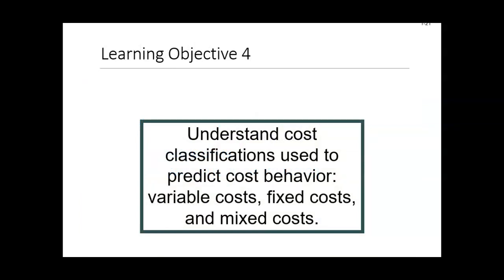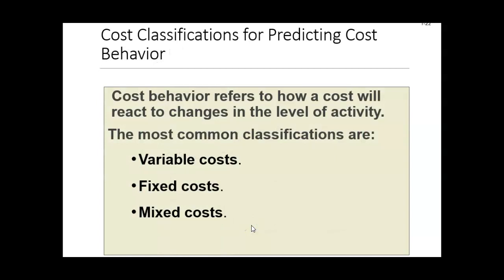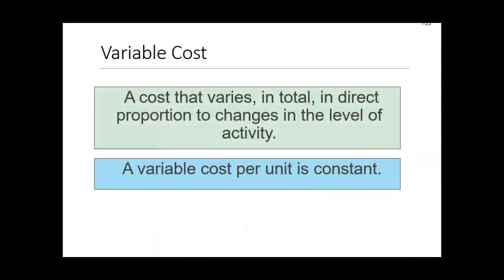Okay? Now let's talk about cost behavior. Trying to predict the cost behavior. What does that mean? It means if I can identify my type of cost, whether the cost is fixed, variable, or what we call mixed cost, that will help me in my budgeting and my planning process. So we're looking at what's known as variable cost, fixed cost, and what's known as mixed cost. Okay? So let's talk about variable cost first.